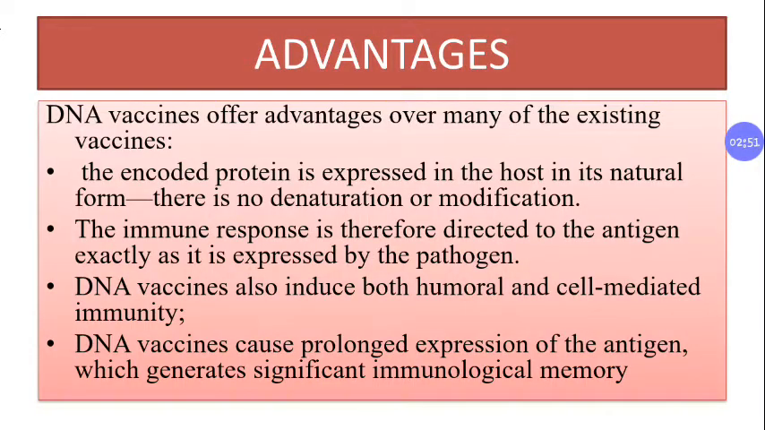Advantages. The advantages over many of the existing vaccines include that the encoded protein is expressed in the host in its natural form and therefore no denaturation or modification is done. The immune response is directed to the antigen exactly as it is expressed by the pathogen. It can induce both humoral and cell mediated immunity. DNA vaccines can also cause prolonged expression of the antigen, which generates significant immunological memory.